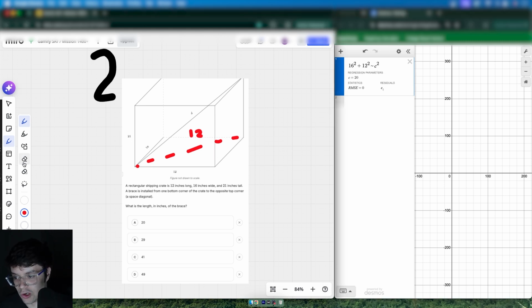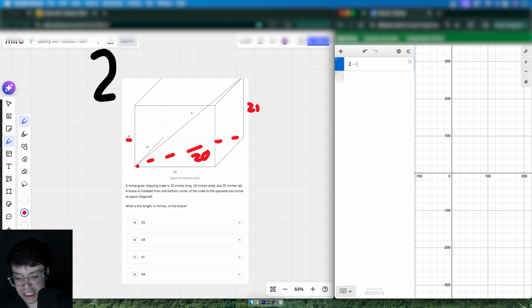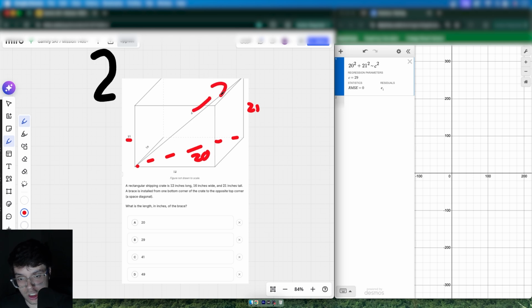Okay, so now we know here that this diagonal thing in the middle must be 20. We also already know the height of it must be 21 because it says it over here. So 21 there. And then we can just use the Pythagorean theorem again. We can say here this time 20 squared plus this time 21 squared must be equal to c squared. Okay, so that would be 29, and so d would be equal to 29 here. So therefore I go for B for the answer.